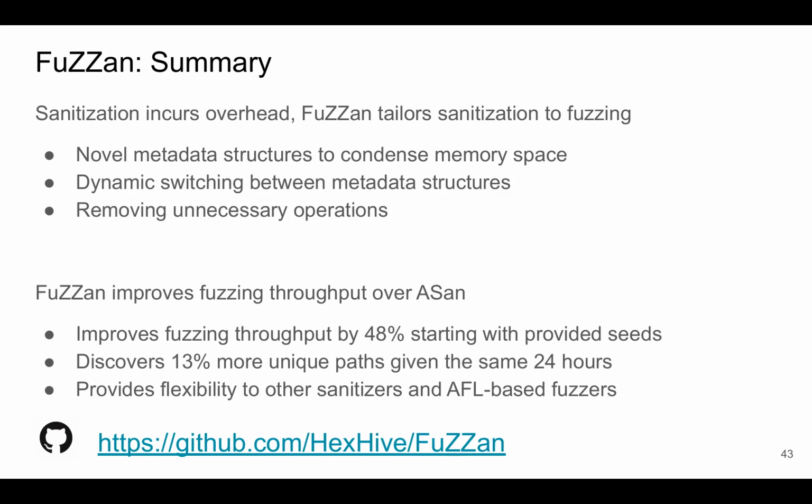As a quick summary on this, sanitization incurs overhead. This was a research project that studied how we can tailor sanitization to fuzzing, as in optimizing sanitization for a particular niche, where we designed a novel set of metadata structures to condense this large memory space, optimize logging, optimize initialization performance, and then dynamically switch between metadata structures. It improves throughput quite a bit by 48%, and discovers 13% more unique paths. And it gives us additional flexibility.